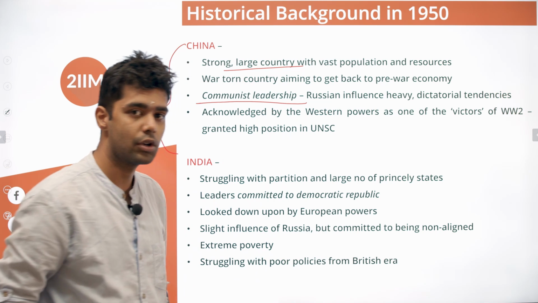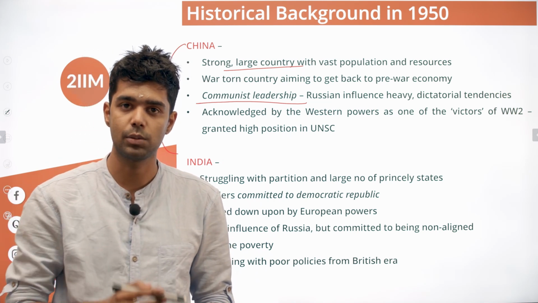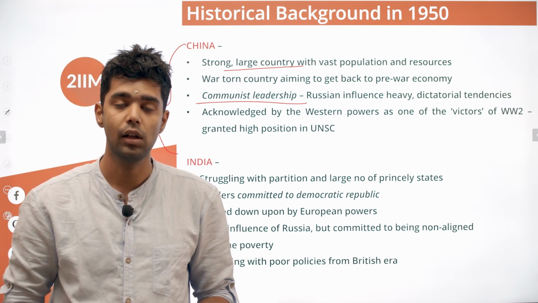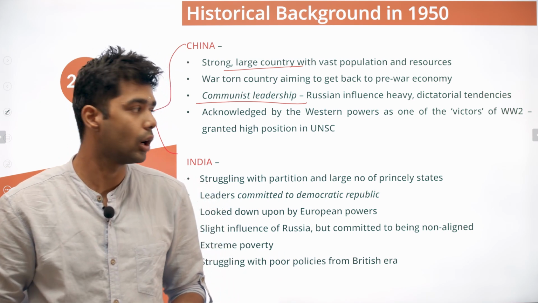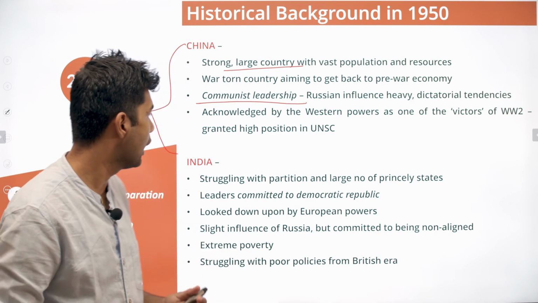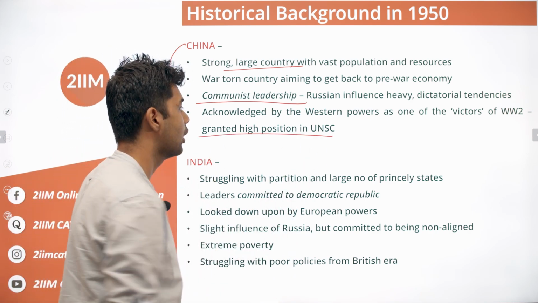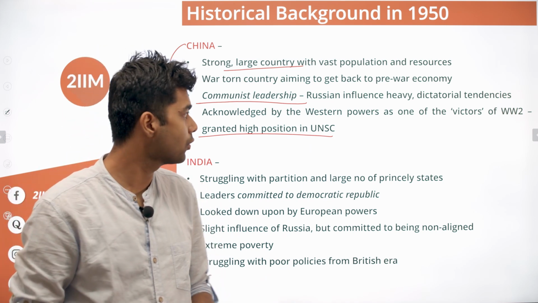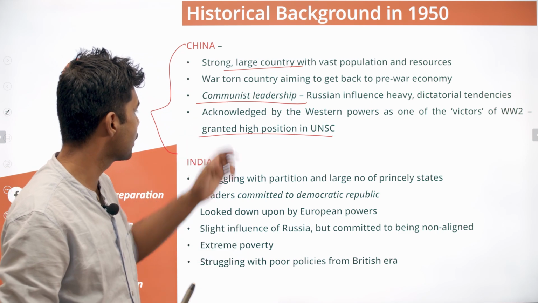It was a communist leadership, so in the previous part we covered the civil war of China. The nationalists and the communists were fighting. China was also actively engaged in World War II, and they were considered to be one of the victors of World War II, and they were even granted high positions in UNSC. So China fought with Japan. It fought off Japan after the World War II. It was under the communist leadership.